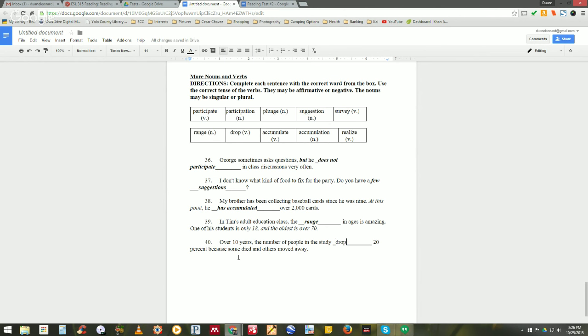%, because some died and others moved away. Uh-oh, we see this here is in the past, over 10 years. The number in the study. So this could be drop, past simple, or you could say until now, and you could say has dropped. So I would accept either one. It has to be in present perfect or past simple. Has dropped or dropped.